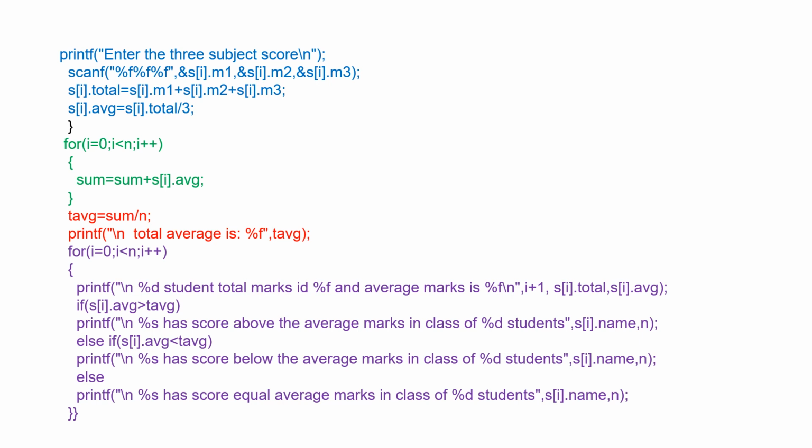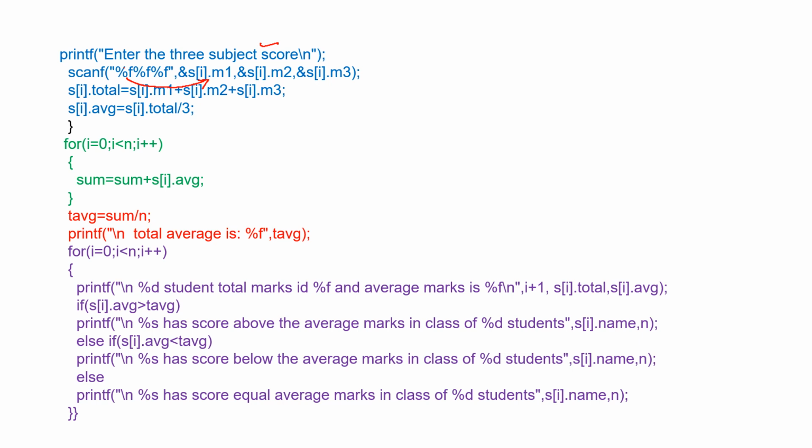So next you are going to enter the subject score, right? Marks of three subjects. So printf, enter the three subject mark score. So you are using scanf, first percentage f. In your previous slide, your marks are declared as float, right? Data type is float. So that's why you have percentage f. So first percentage f will be replaced by S of I dot M1, right? You are using the dot operator as I have mentioned before. So S of 0 dot M1.